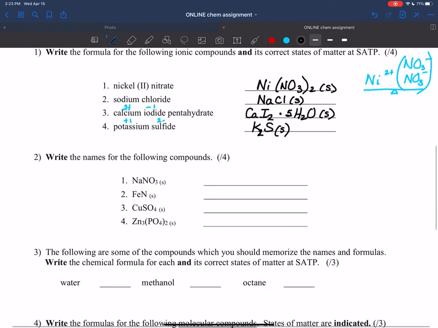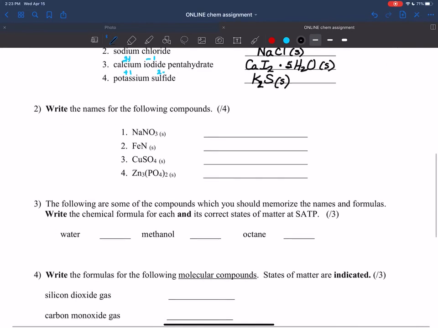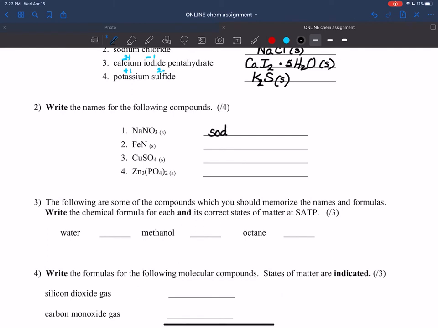Okay. Write the names for the following compounds. So the first one, I have sodium nitrate. The next one I have iron, but when I look in the periodic table, I have 2 options for iron, so I have to figure out which one it is. Well, I have a 1-to-1 ratio. On the teeter-totter, I have 1 of each. This one is 3 negative, I can tell in the periodic table. So in order for me to have a 1-to-1, this one must be 3 positive. So that is iron 3 nitride.